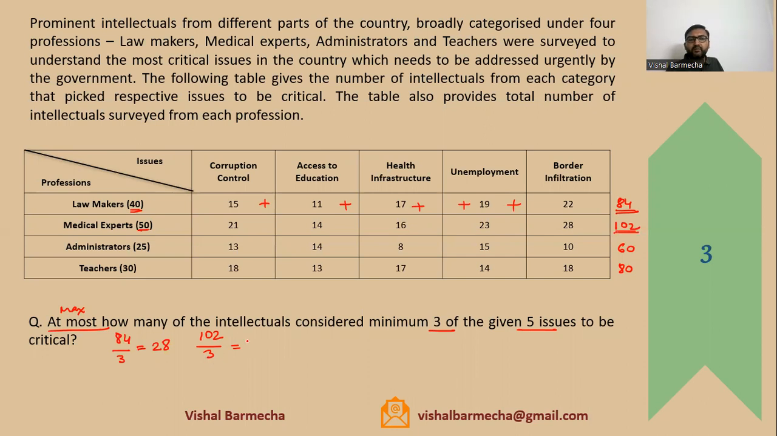102 divided by 3 will give us 34. And total number of medical experts are 50, which is well in excess of 34. So I can easily assume that 34 people might have found exactly 3 issues to be critical, right? तो maximum 34 हो सकता है. Similarly, let's go to administrators. Administrators में total 60 times issues have been found to be critical. Divided by 3, we'll get 20.